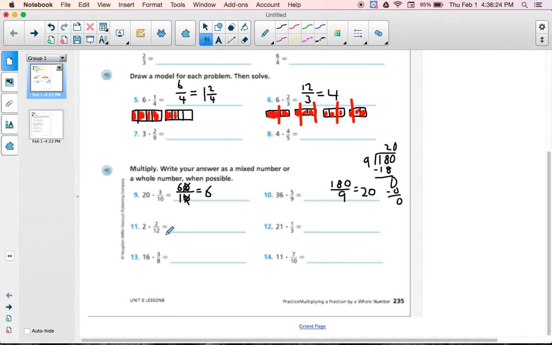All right, let's try this one. 2 times 2 is 4. 12ths. Now this is already a fraction, so I'm just going to leave it the way it is. It's not an improper fraction like these, or a fraction greater than 1 like these other two were. All right, so that's how you do those problems. Go ahead and do those.